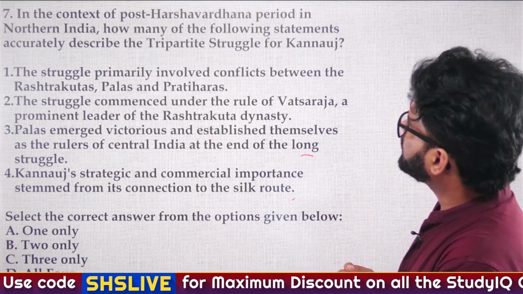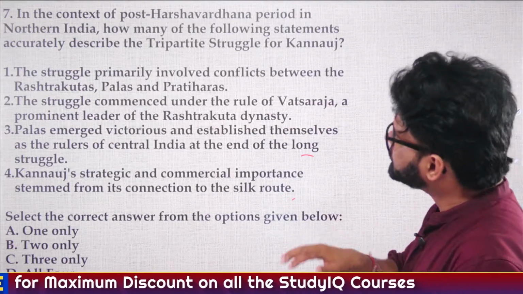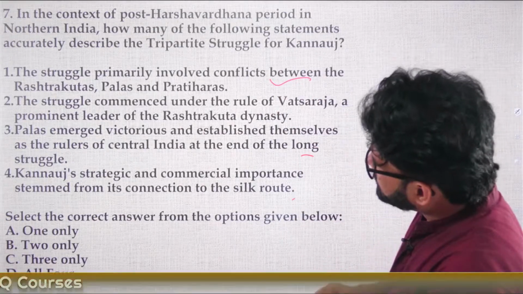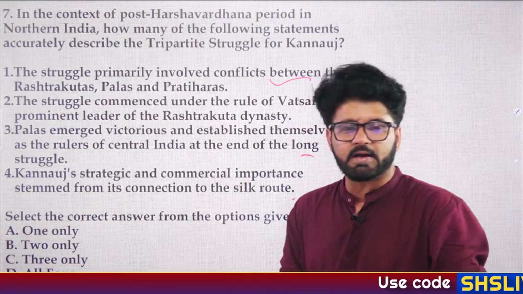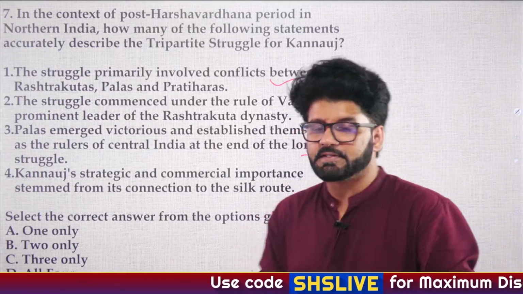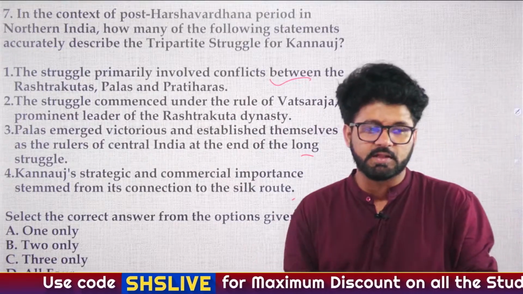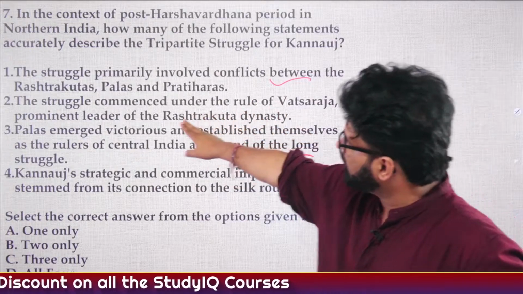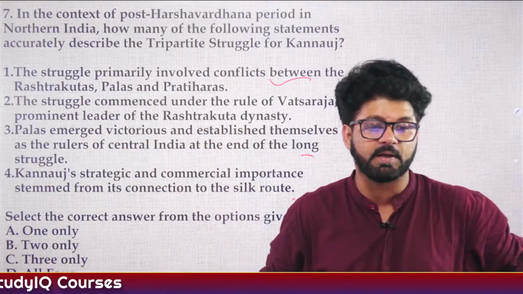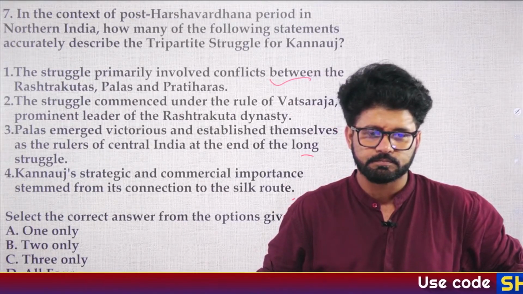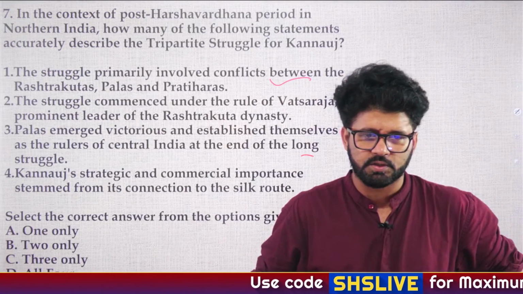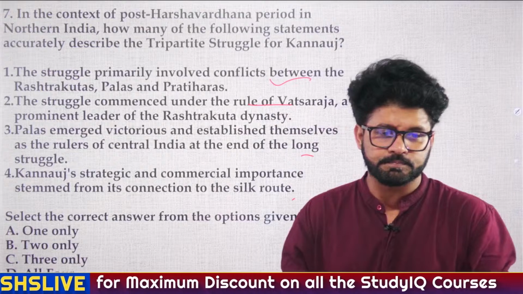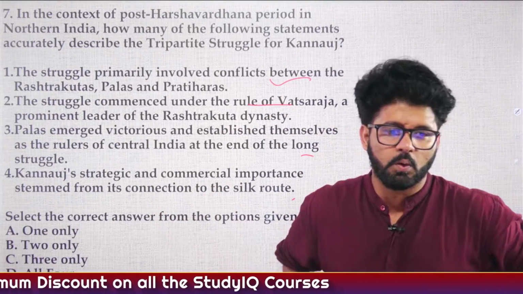So if we talk about the first statement, the struggle primarily involved conflicts between Pala, Pratihara and Rashtrakuta. That is correct. The second statement: the struggle commenced under the rule of Vatsaraja, prominent leader of Rashtrakuta dynasty. Is it correct or not? Just tell me that and then we'll delineate this question. This is actually a good question, a tricky question. Is it correct or is it wrong? Dark is saying it is wrong. If this statement is wrong, why is it wrong? Hi Anamika, why is this particular statement wrong?